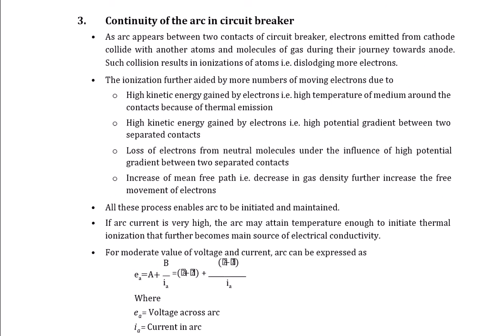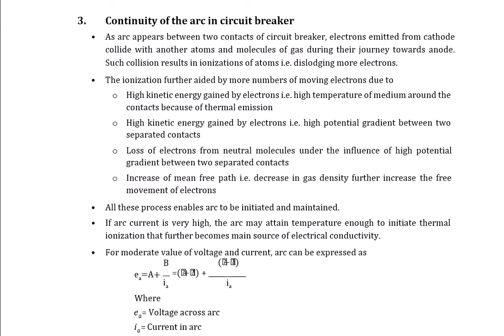Such collisions result in ionization of atoms, dislodging more electrons, and ionization is further aided by a larger number of moving electrons. Ionization will increase the number of moving electrons due to the following facts. The first fact is the high kinetic energy gained by electrons, or the high temperature of the medium around the contacts because of thermal emission.